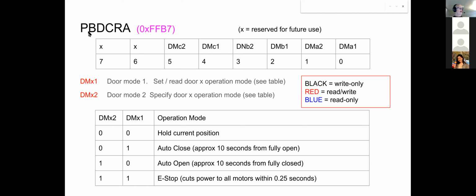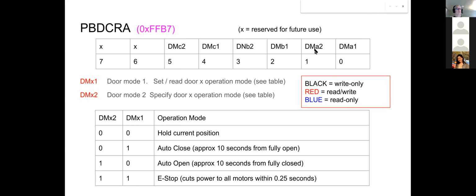So let's look at pod bay door control register A. It has some address FFB7. Of course, I'm making this stuff up, but that is where we would read the value of that register or write new information to that register. And then we have some documentation here of what the bits actually mean or do.